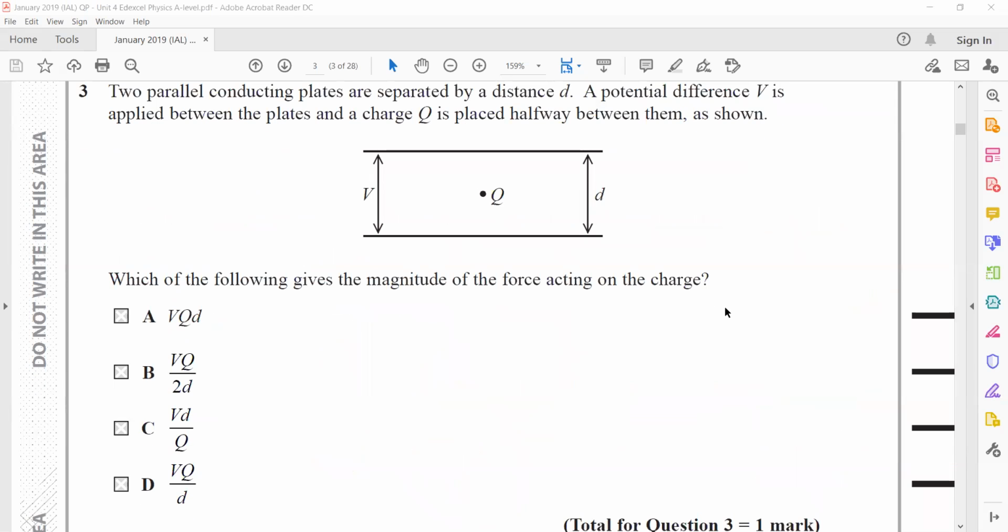Next question: two parallel conducting plates are separated by distance d. You can see the distance is d and the voltage is V. The potential V is applied between the plates and the charge Q is placed halfway between. Which of the following gives the magnitude of the force acting on the charge? So how do we get the force experienced by a particle placed in the electric field of parallel plates? What could be the answer for question 3?